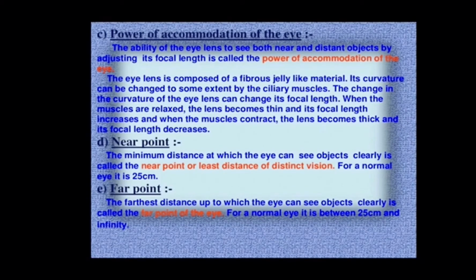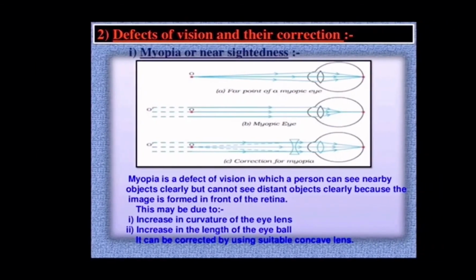And how do these defects come and what are these defects? Let's go through it. The first defect of the human eye is myopia or nearsightedness. What is this? Myopia is a defect of vision in which a person can see nearby objects clearly but cannot see distant objects clearly because the image is formed in front of the retina.